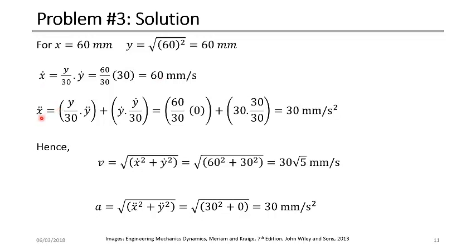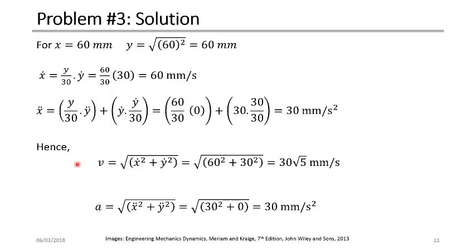So now we can calculate x double dot. x double dot was found using this equation: y divided by 30 multiplied by y double dot, plus y dot multiplied by y dot divided by 30. The y value is 60, divided by 30, multiplied by y double dot, which is 0 because the velocity in the y direction is constant, plus y dot, which is given as 30, divided by 30. This cancels with this, so we end up with x double dot as 30 millimeter per second squared.